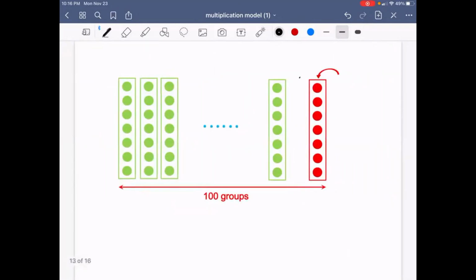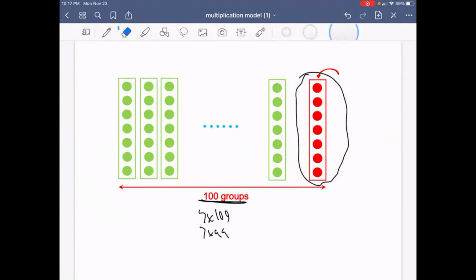So if we added another group right here, that makes it 100 groups. Now, you may be thinking, wait, that just makes it even harder to count. But if you didn't know, 7 times 100 is actually easier than 7 times 99. And 7 times 100 is basically 7 hundreds. So the answer is literally 700. Isn't that cool?